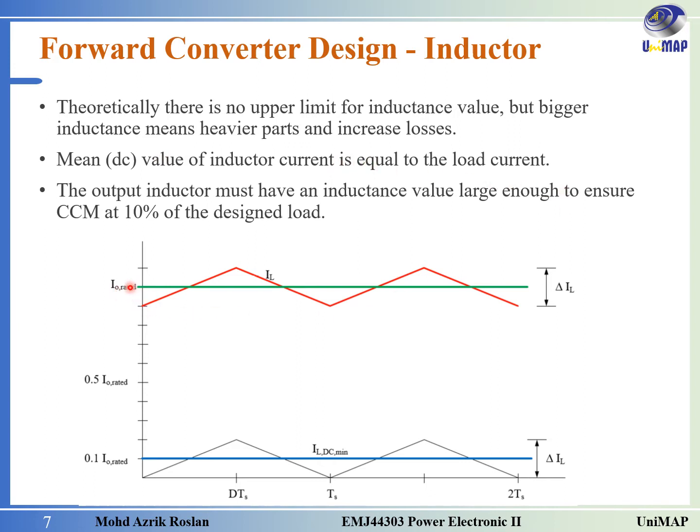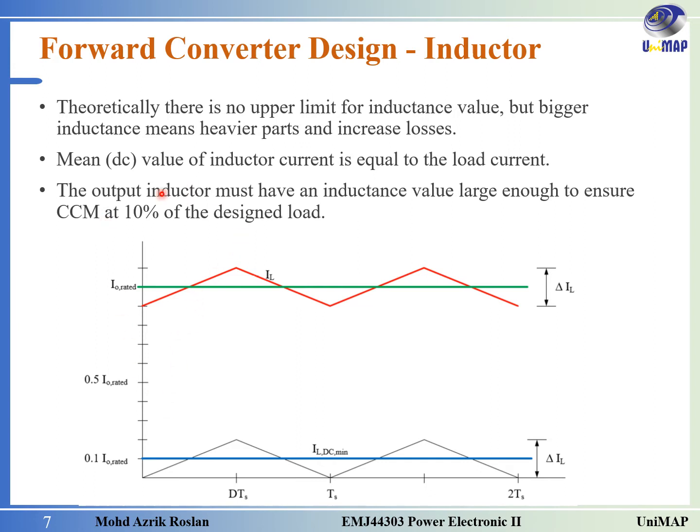What I mean is, let's say our rated current is this one, so our inductor current will usually flow like this. For the CCM, it will flow like this. The output inductor must have an inductance value large enough to ensure the CCM at 10% of the design load. So this is usually the requirement, and it will be given in the question. Sometimes the question will ask that we have to make sure that during the 10% of the design load, our circuit is still operating in CCM mode.